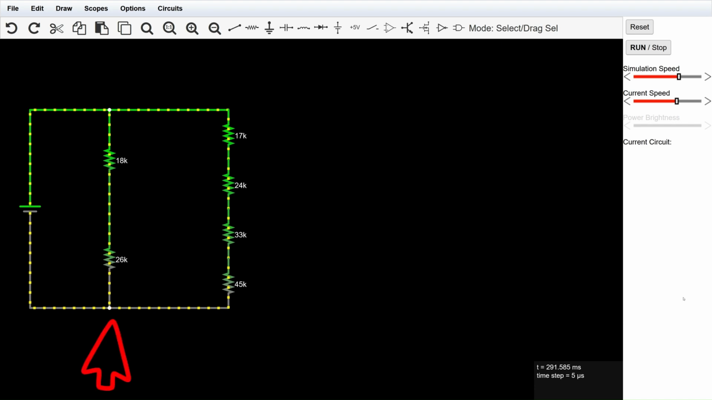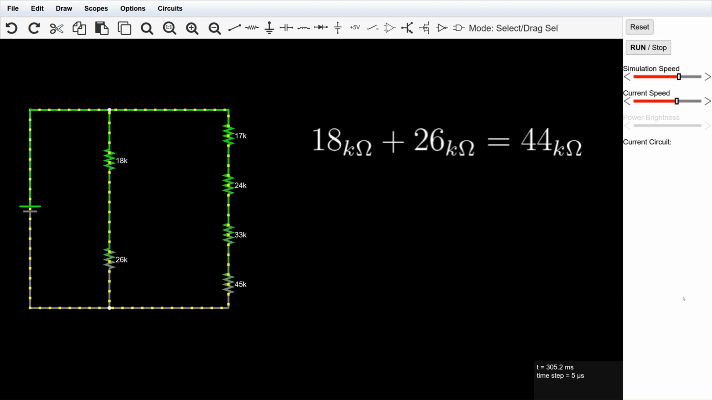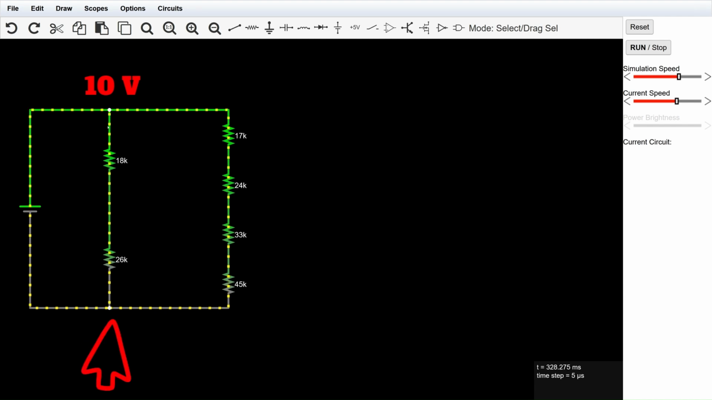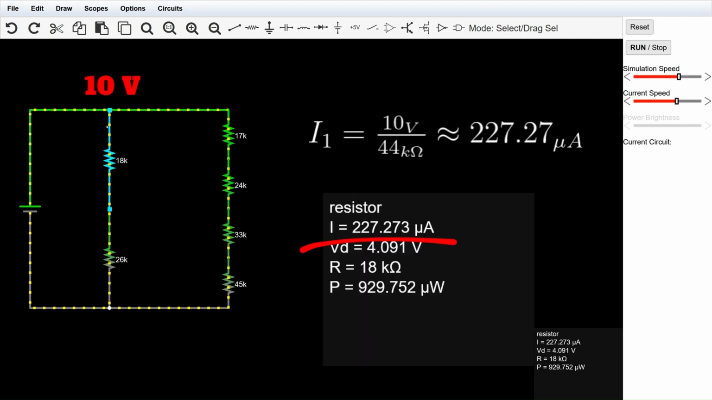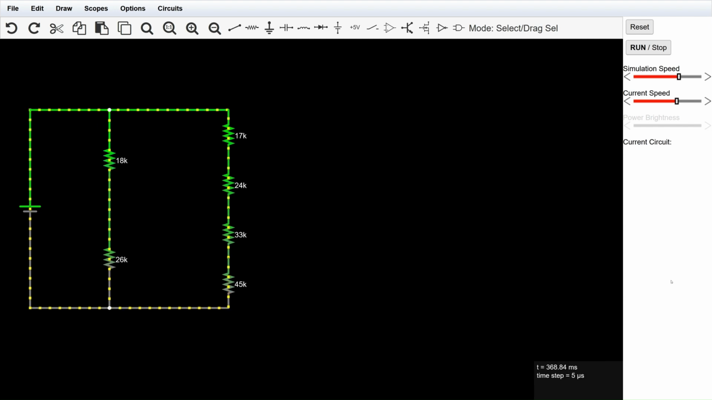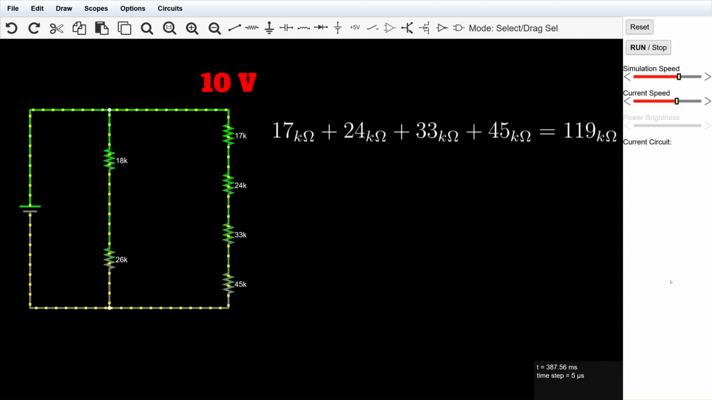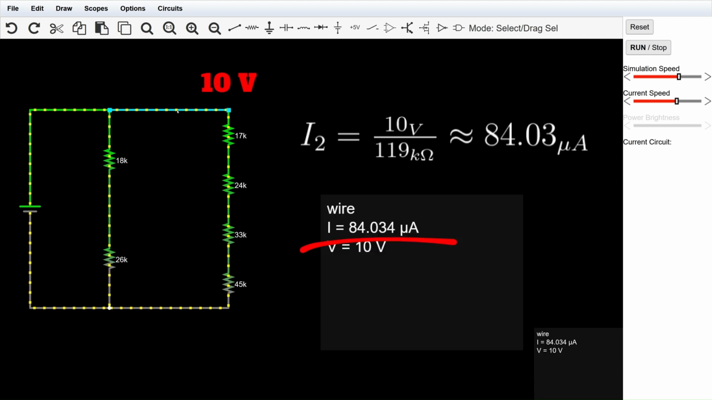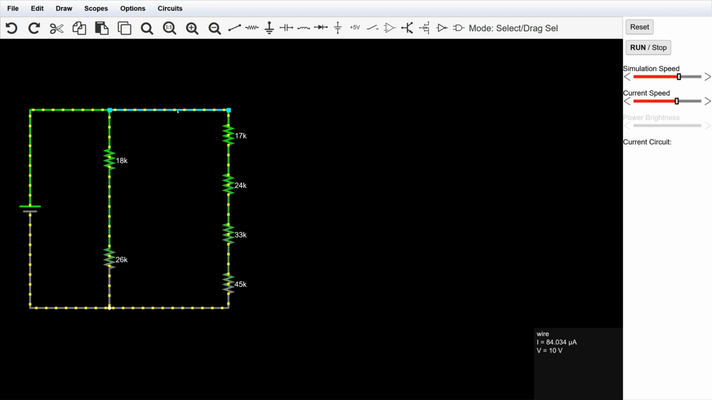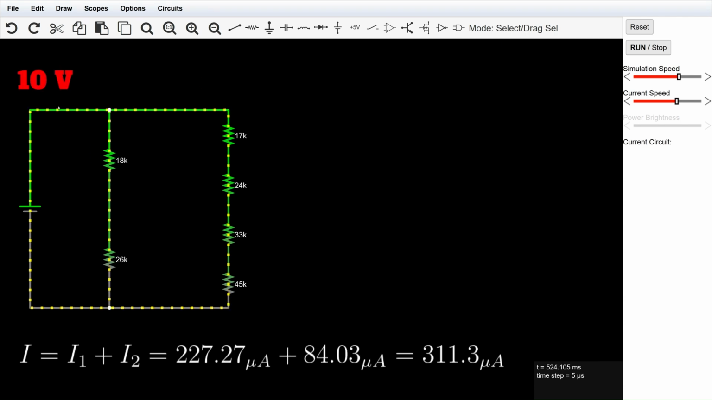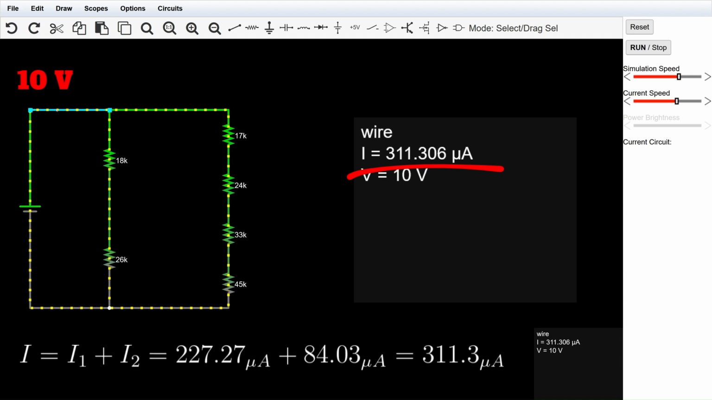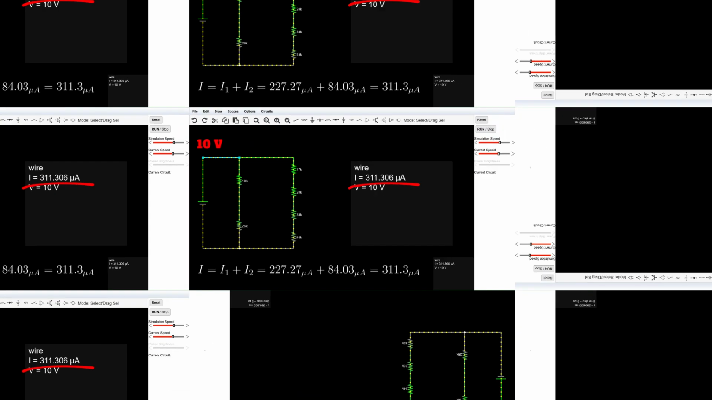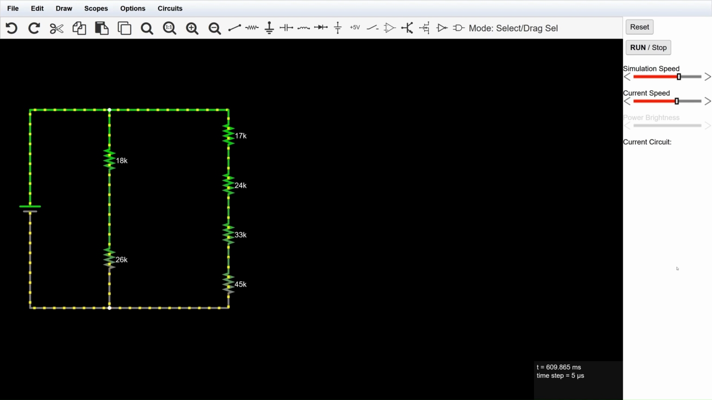For the first section, the total resistance is 44 kilo ohm and the voltage is 10 volt. So the current is 227.27 microampere. We calculate the second section in the same way. Current is 84.03 microampere. The total current flowing through the circuit is therefore approximately 311.3 microampere. Now that we know everything, we can calculate the voltage across each resistor. Let's get started.